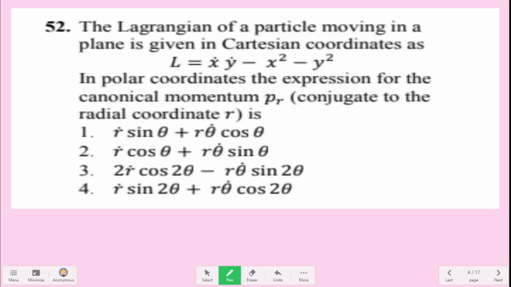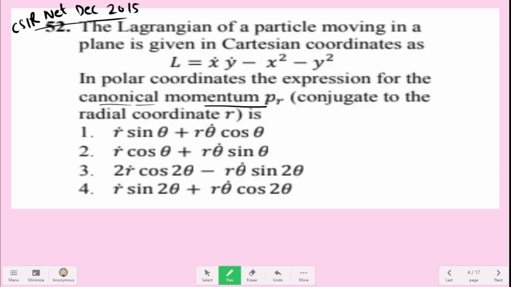Here is a problem from CSIR NET December 2015. Here we are given a Lagrangian in Cartesian coordinates. We have to find out the expression for the canonical momentum PR in polar coordinates.